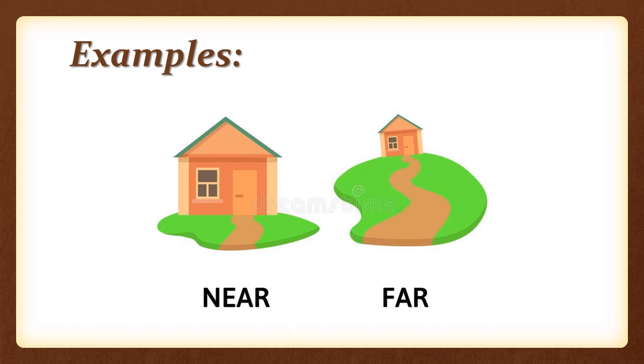Here you can see two houses in the picture. The house which is next to you is near, whereas the house which is away from you is far from you. Let's take one more example to understand it.